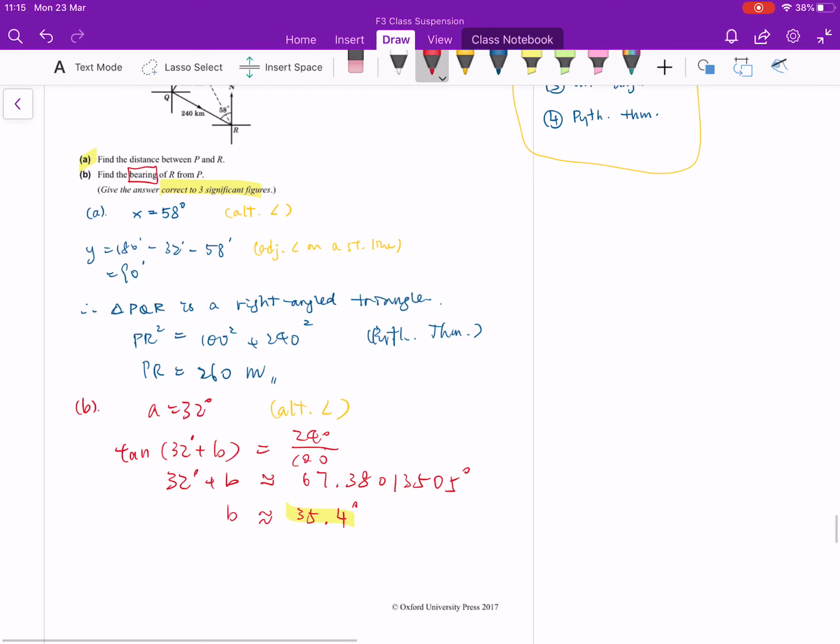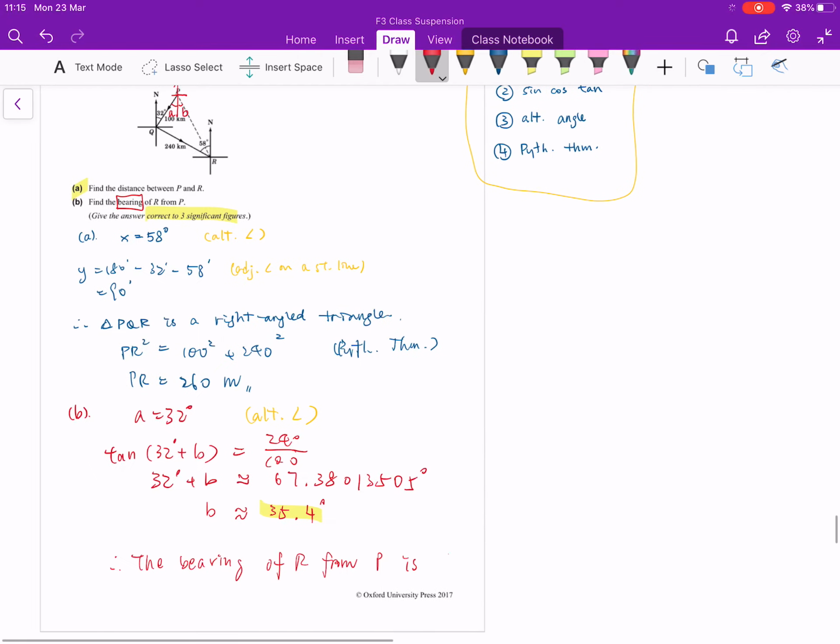So therefore, the bearing of R from P is this one. Oops, not this one, because we're writing A. Yes, we are writing compass bearing, so it should start with S, and then the angle 45.4 degrees E. Okay?